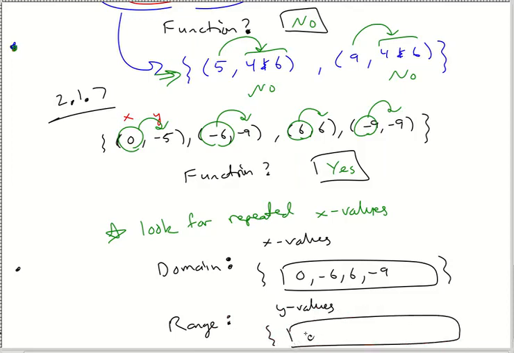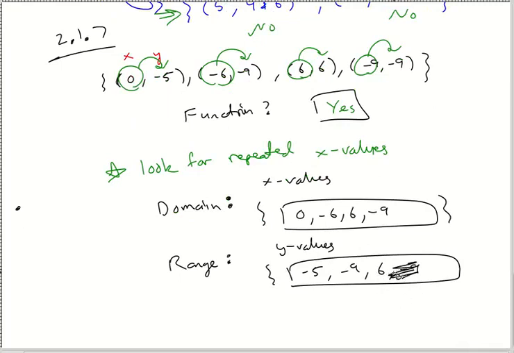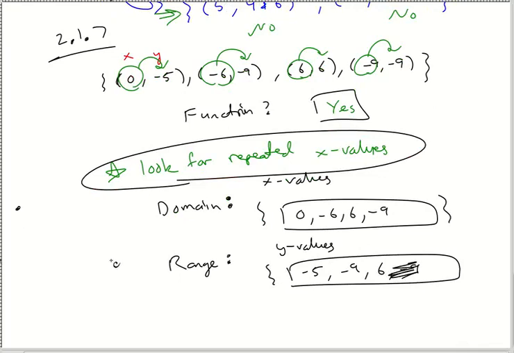And so I'm going to list out all my y values for this one. -5, -9, 6. We already have a -9, so you don't have to write it twice. I know that you're thinking, well, we have a repeating y value. That's not what I was asking. I was saying look for the repeating x values. Okay?